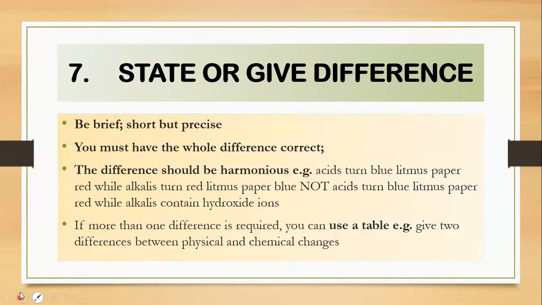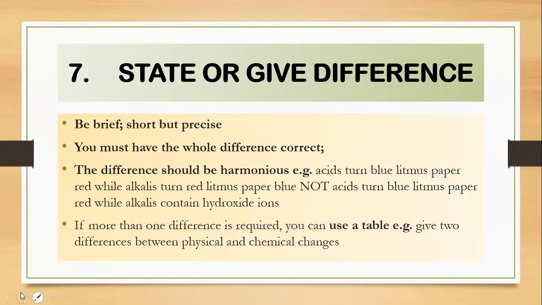Next, another action verb that you are likely to encounter is state or give a difference. When you are asked to give a difference, you write something short but very precise. It can be in a statement form. In most cases, if more than one difference is required, if you use a table, it will be a very useful tool. Why? First of all, the whole difference must be correct for you to score, meaning that because you are giving a difference, you are comparing two things. So the statements you make for each of those items must be correct.